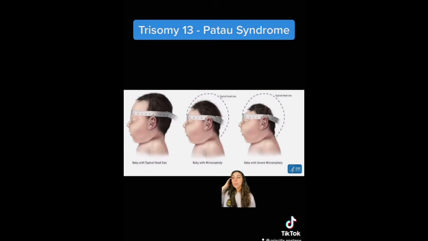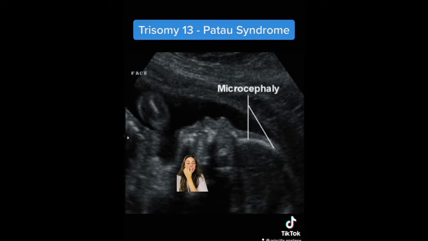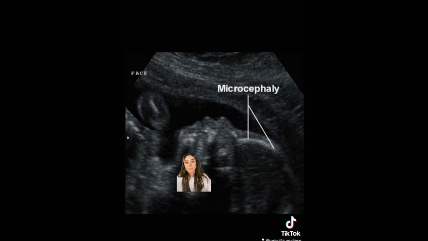So those are the 3 that are most apparent. Let me go ahead and show you an ultrasound image as well. And here it is. So basically the head circumference is just very much smaller than what the dates predict.